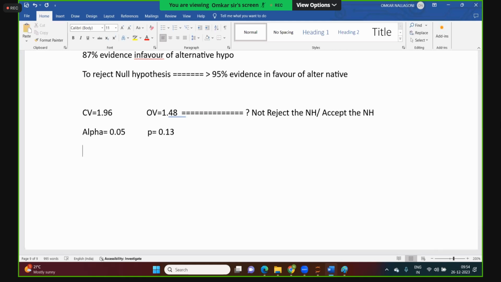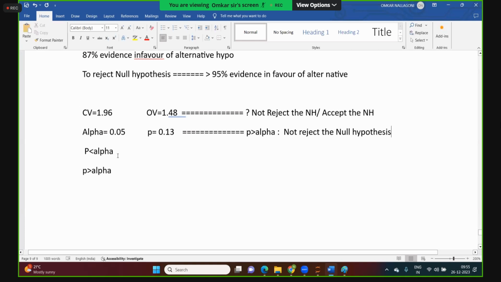How can you say to the entire world if p less than alpha or p greater than alpha, to not reject the null hypothesis? Now, p less than alpha or p greater than alpha here? Here it is p greater than alpha. So p greater than alpha means do not reject the null hypothesis. And p less than alpha means reject the null hypothesis.